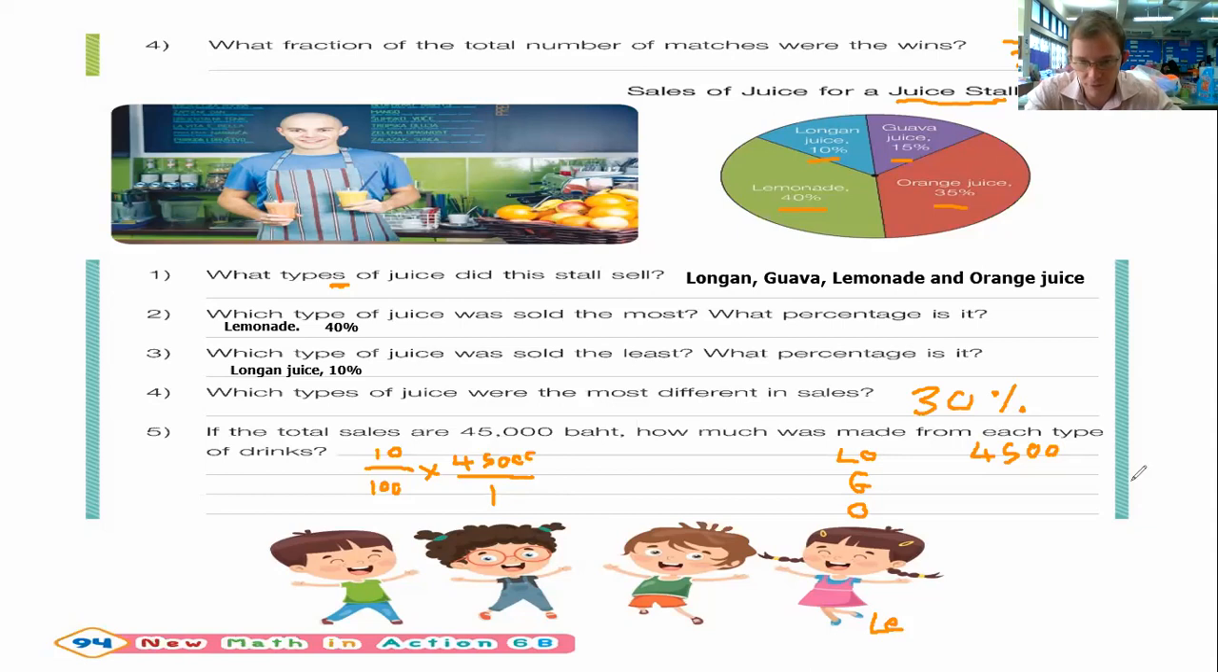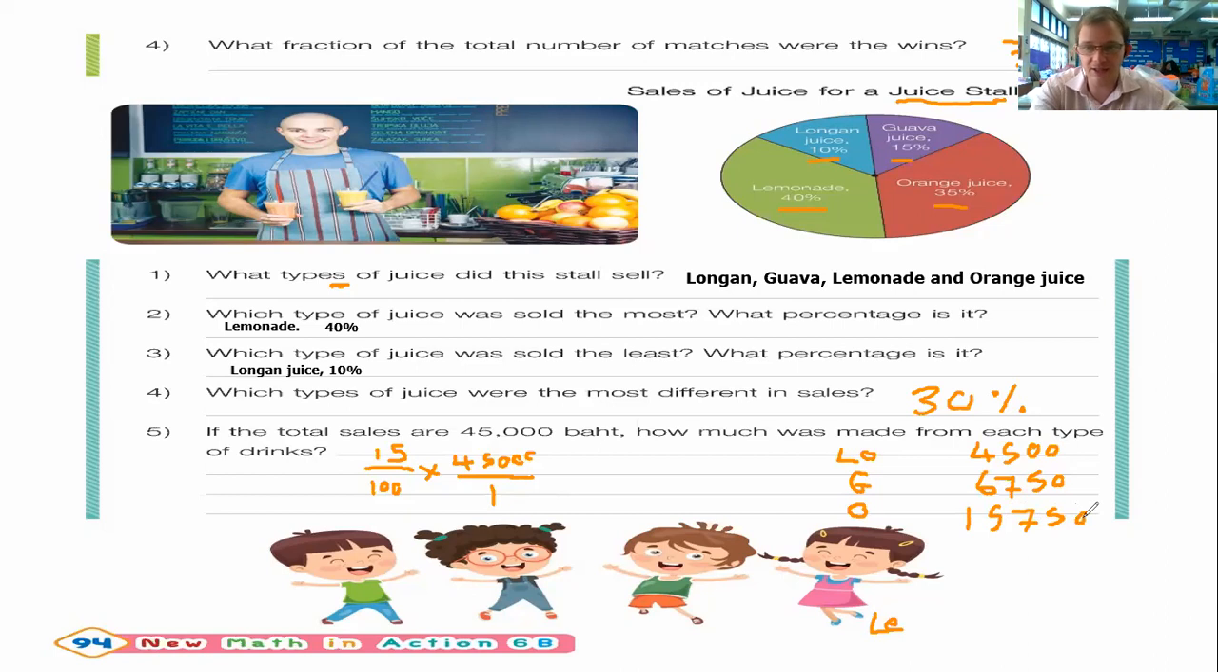The amount they made from guava juice will now be 15 over 100 times 45. So it's 6,750 for guava juice. For orange juice, then we change it to 35%. For 35%, if you calculate it, we get 15,750.